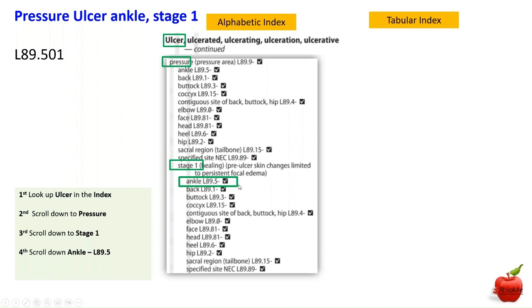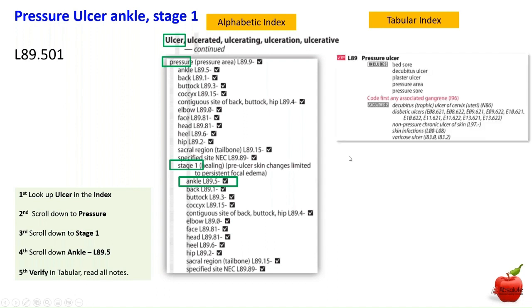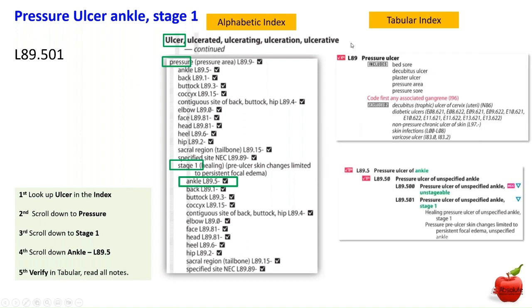We've got the check mark. We know we've got a bit more work to do, and we're going to complete this code over in the tabular index. So we're going to go over to the tabular and verify and read all of our notes. We know we're at L89, specifically L89.5, pressure ulcer of the ankle. And we have L89.501 because now we're capturing pressure ulcer of unspecified ankle. We don't know if it's the right or left ankle, but we do know it is stage one. So there we go, L89.501.